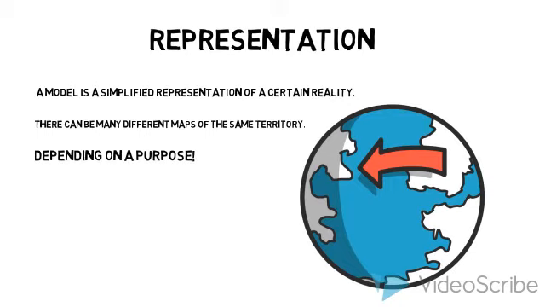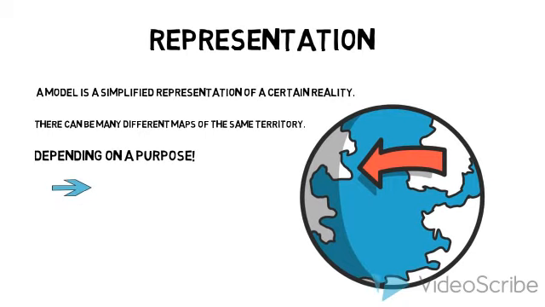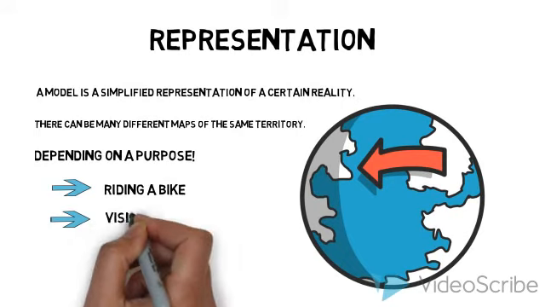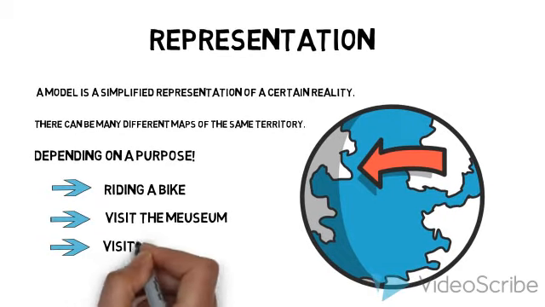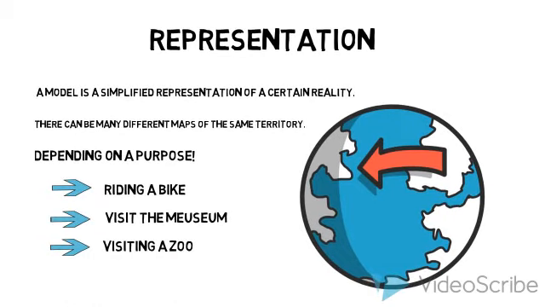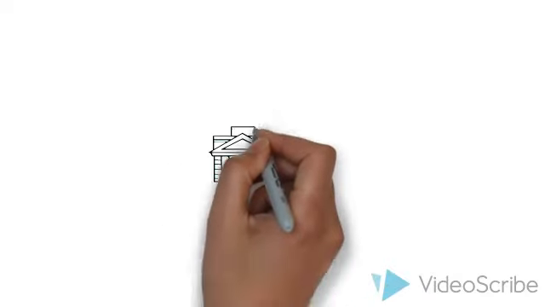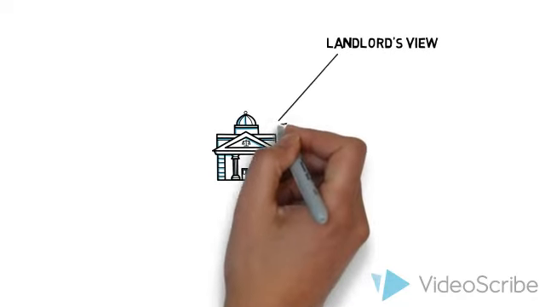So somebody may need to ride a bike, maybe someone needs to visit museums, or maybe someone wants to visit a zoo or drive a car, etc. Now let's take the example of a house, and we have different models with their different views.